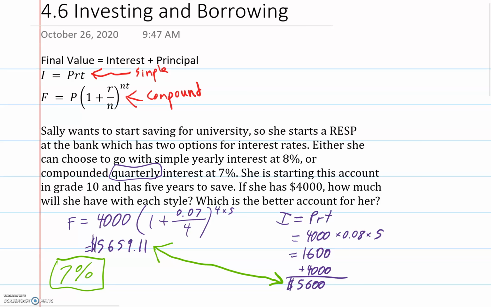I hope that this video helps you understand simple and compound interest a little bit better when it comes to investing and borrowing. Good luck.